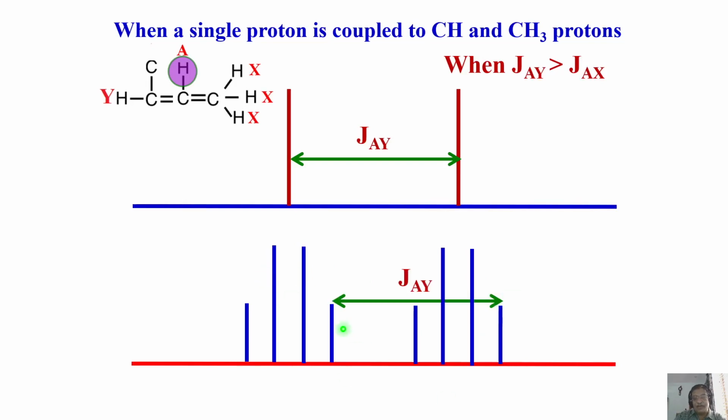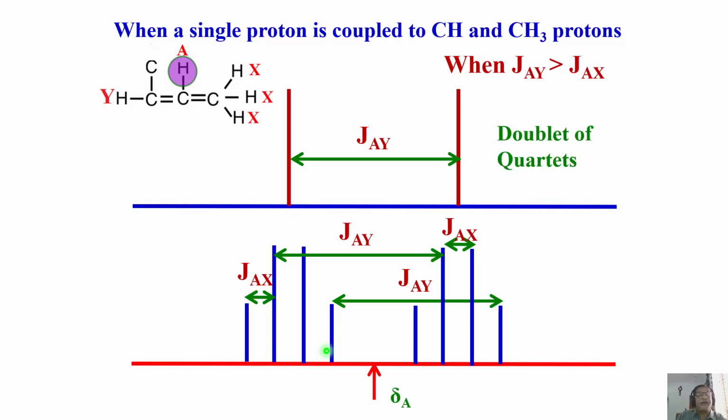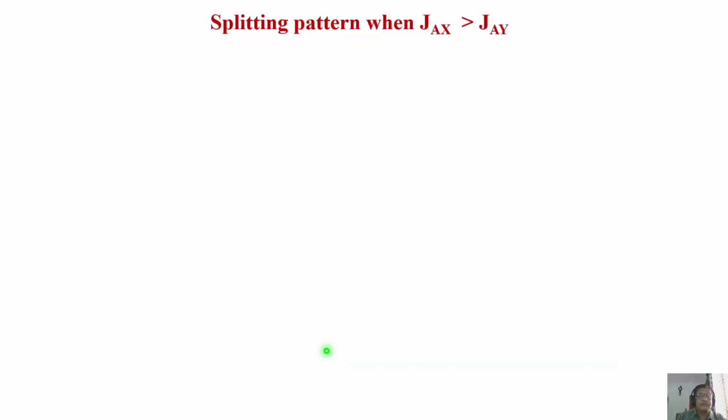Or from center to center, a particular line of this one to this, it doesn't matter. If you take an identical line of each quartet and measure the separation, that also gives you JAY. So this is AX, that is AY. Very easily understood. Now, what do you call this pattern? Largest splitting is doublet. Smaller splitting is a quartet. It should be called doublet of quartets.